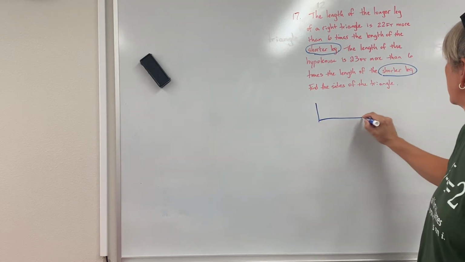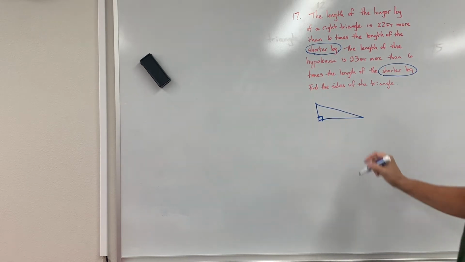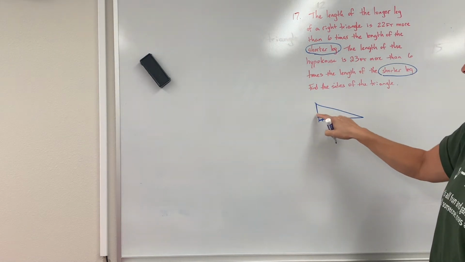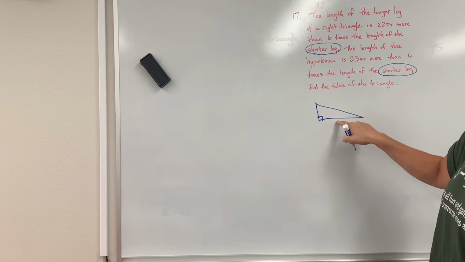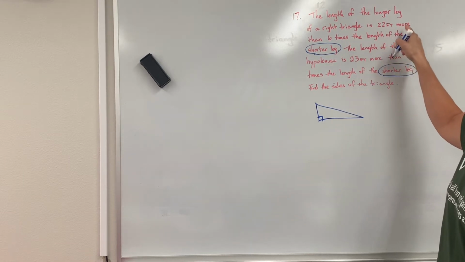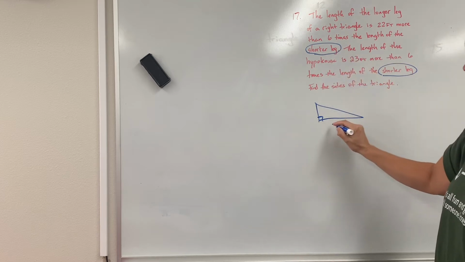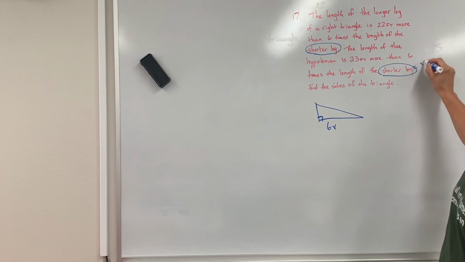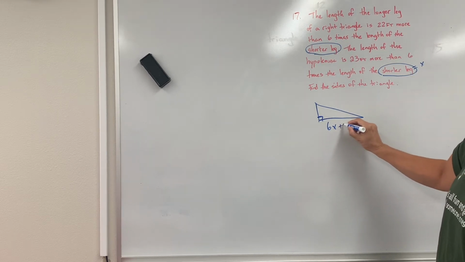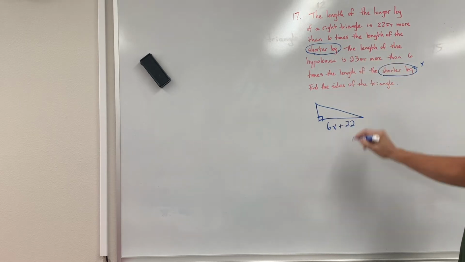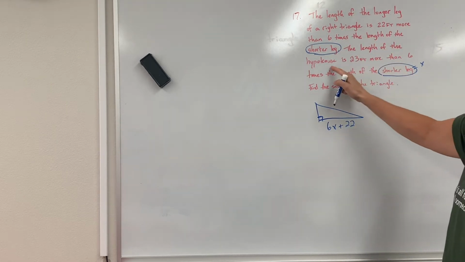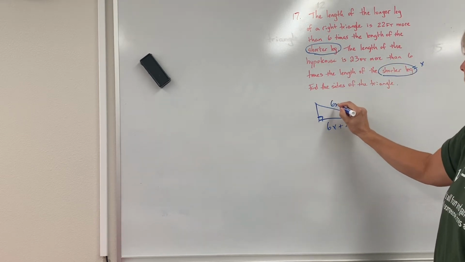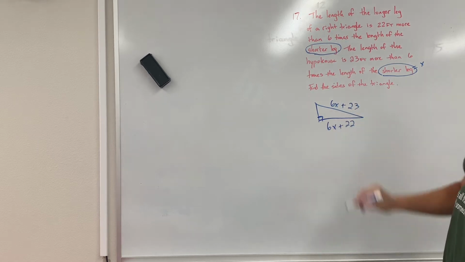So this is a right triangle. And so let's start back. The length of the longer leg, so they're not talking about the hypotenuse, they're talking about the longer of the two legs. So this length of the longer leg is 22 feet more than 6 times the length of the shorter leg. So 6 times the short leg, we'll call the short leg x. 6 times the short leg plus 22 is how long the longer leg is. And then the length of the hypotenuse up here is 23 feet more than 6 times the length of the shorter leg. So 6 times the short leg plus 23 is the hypotenuse.